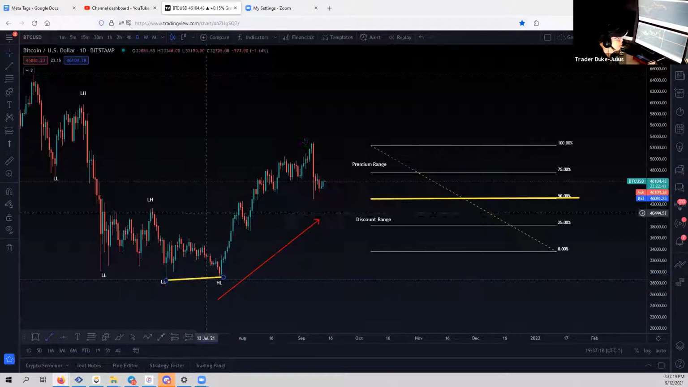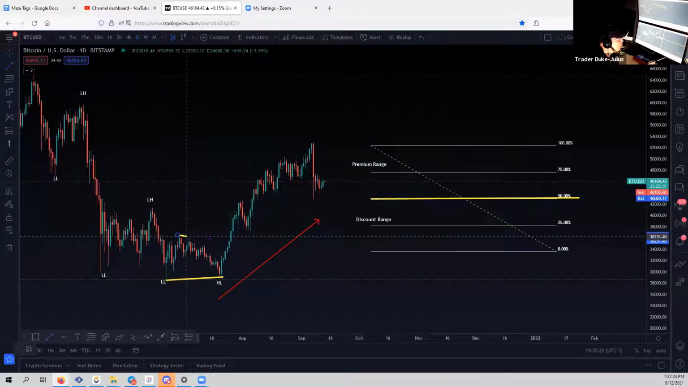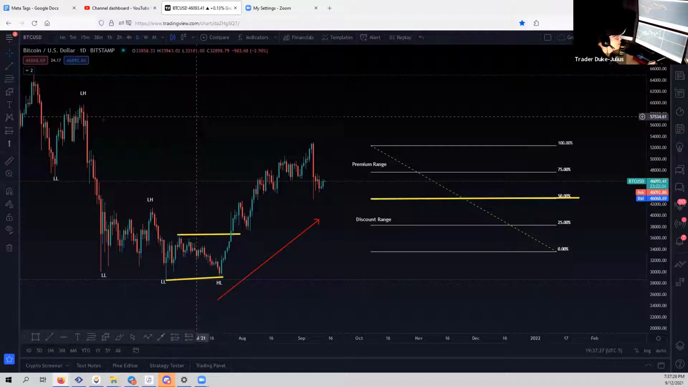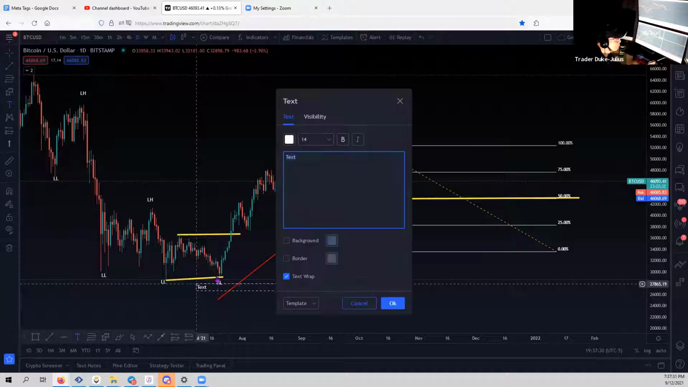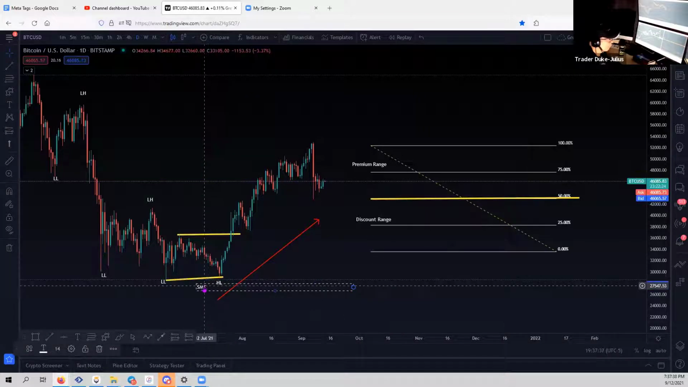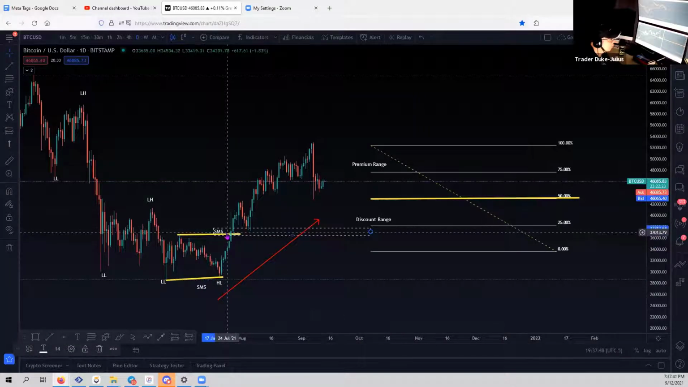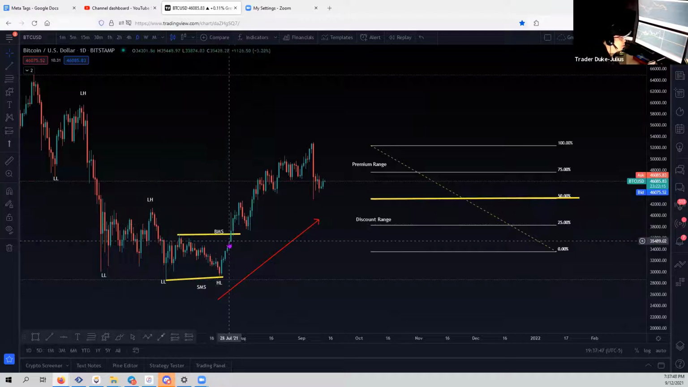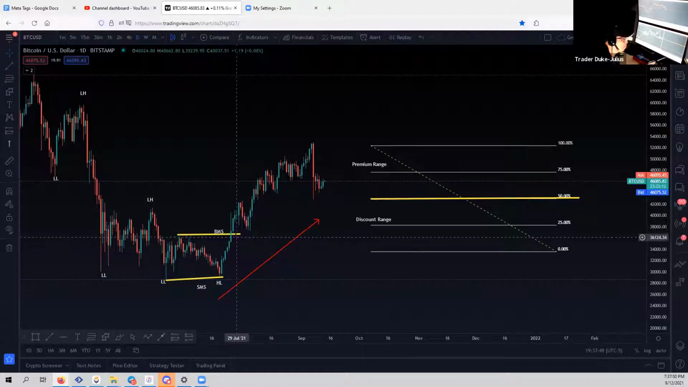There's our SMS, right? And here's our BMS, break in market structure, right there. When price gave us this SMS, it also gave us this BMS here. When price gave us this BMS, this gave us a confirmation of change of direction.